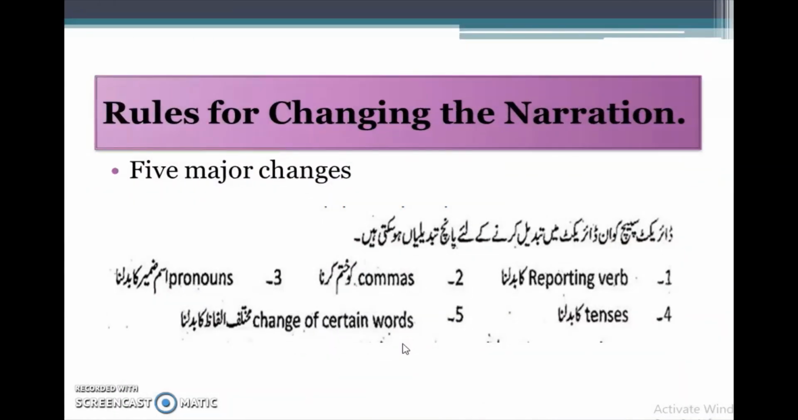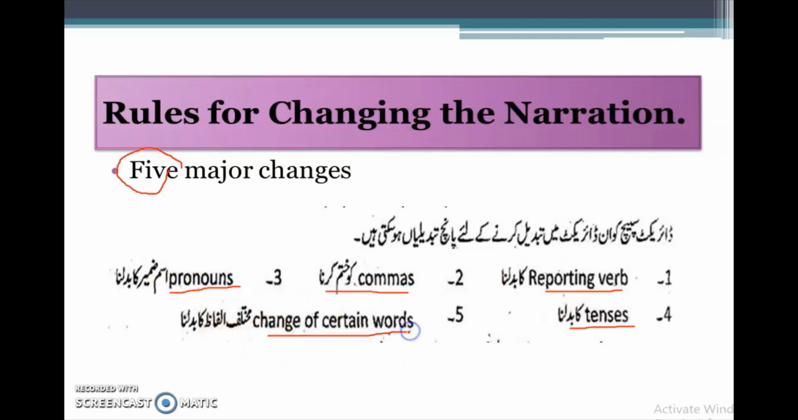Now, when we change a sentence from direct speech to indirect speech, 5 major changes are brought about. The first one is change of reporting verb. We will change the verb in the reporting speech. The second one is to remove the inverted commas. The third one is change of pronoun. The next one is change of tenses. And the last one is change of certain words.